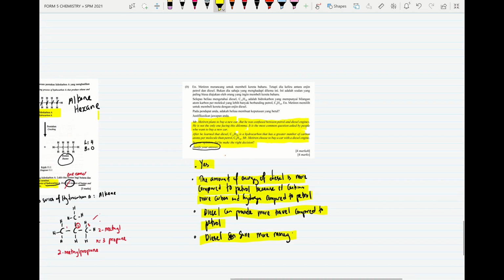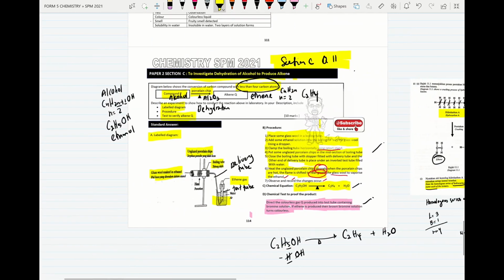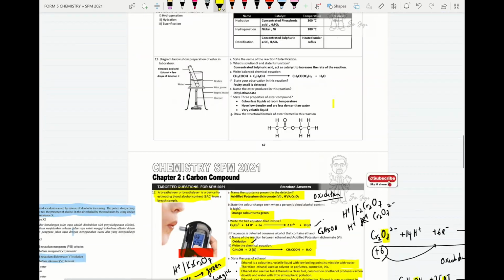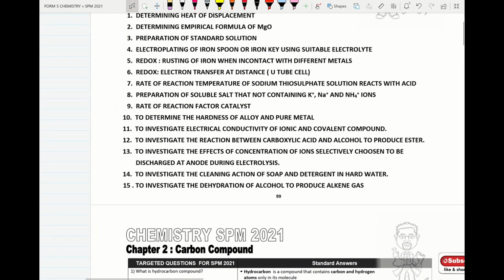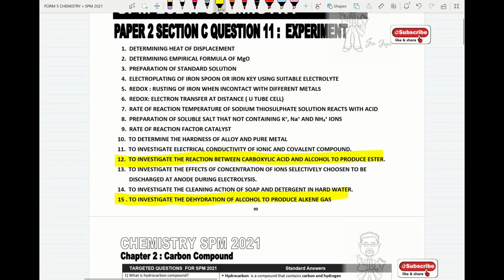We will meet up in the next slot. Two experiments that students must remember in this chapter, carbon compounds: point number 12, which is to investigate the reaction between carboxylic acid and alcohol to produce ester, and the last one is to investigate the dehydration of alcohol to produce alkene gas.